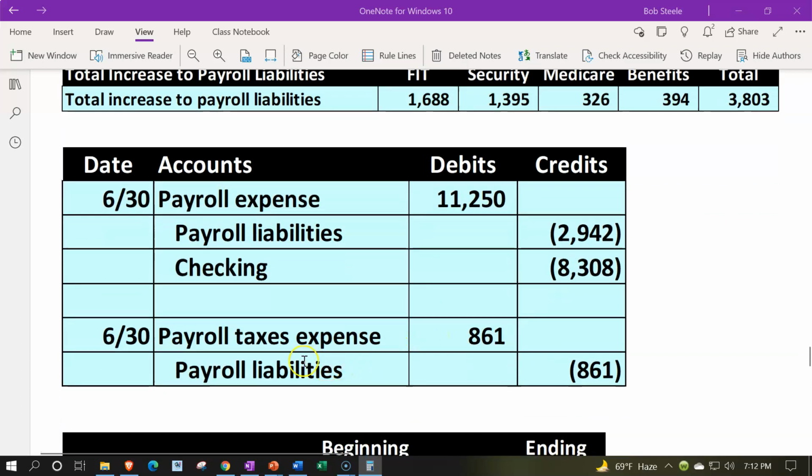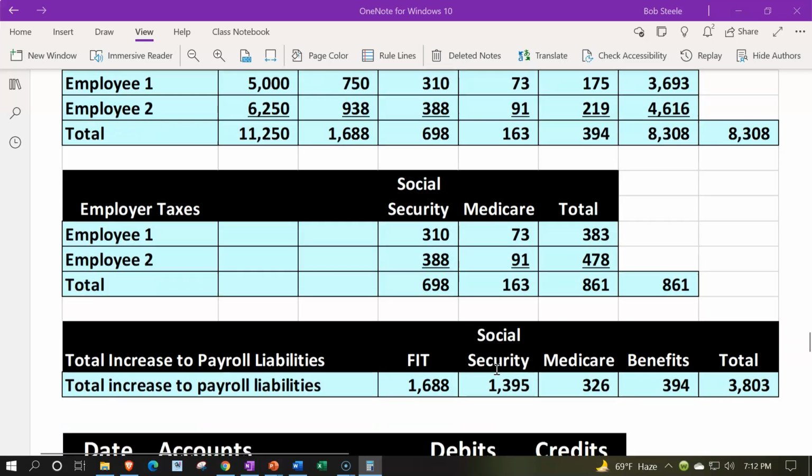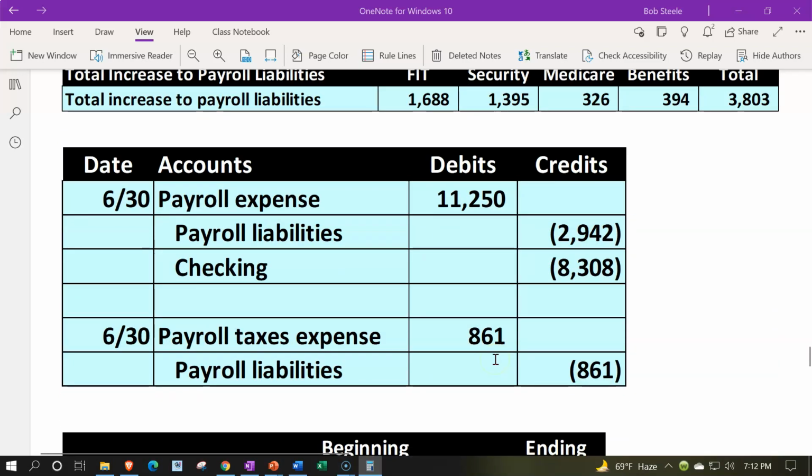And then on the second journal entry, we're going to have the payroll taxes expense. The payroll taxes expense does not include the taxes of the employees, because that was already included in their wages, even though we're paying their taxes because they paid it. That only includes our portion of the payroll taxes, which is going to be our portion of Social Security and Medicare, and would include on the federal side federal unemployment tax, but we're not going to deal with that at this point. So that increased the $861, and that incurs a liability as well.